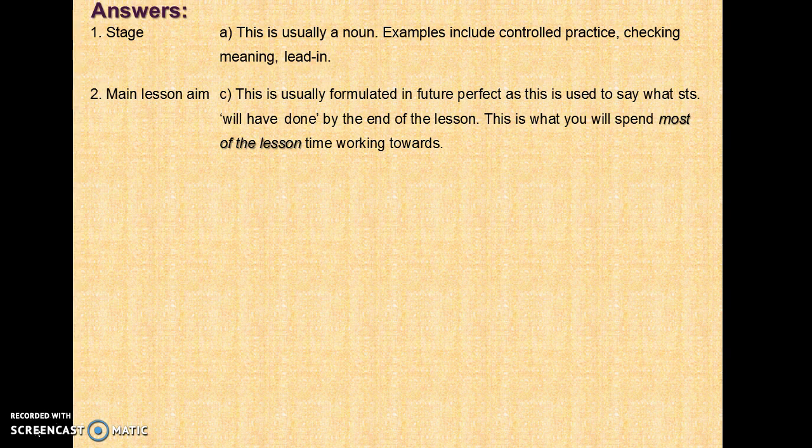Main lesson aim, usually formulated as the future perfect. However, it doesn't have to be in the future perfect. Instead of saying by the end of the lesson students will have done something, you could just say to practice the present perfect, for example, or to develop students' ability to read for gist. Often it's good to view the lesson from the end, looking back on what students will have achieved by the end of the lesson. So that's the rationale behind that.